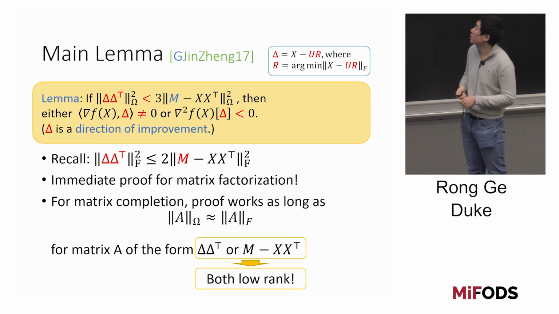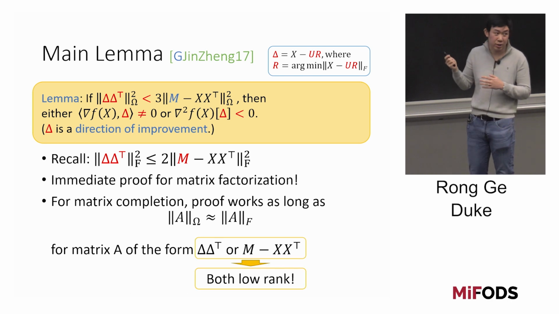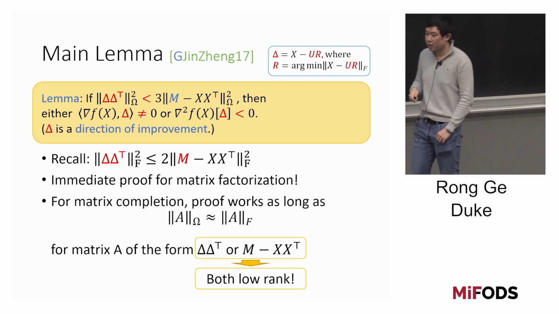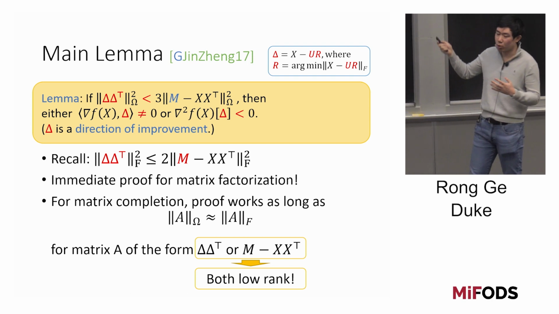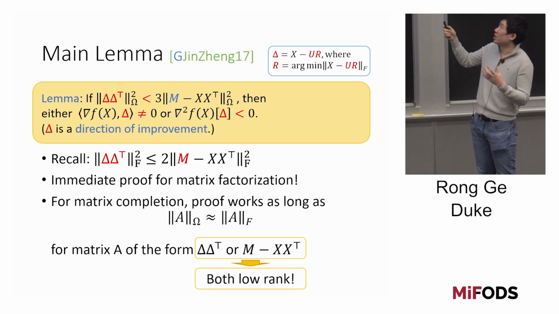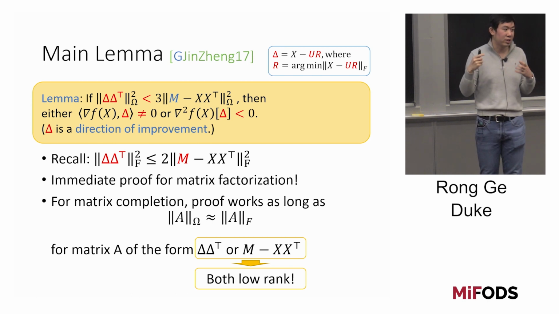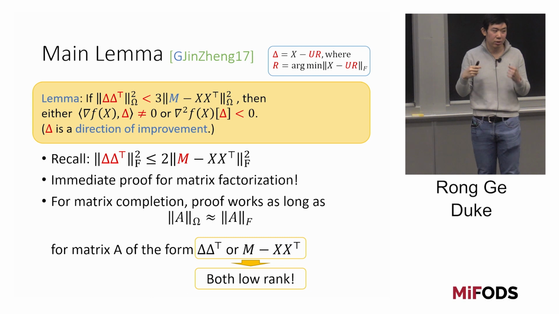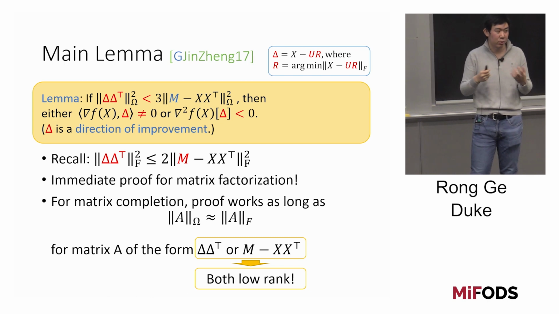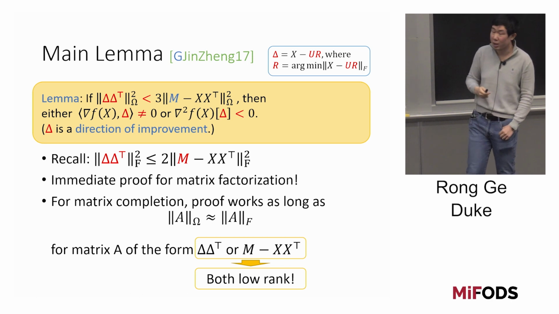Both of these two matrices are low rank because delta transpose has rank r. M minus xx transpose has rank at most 2r. So as long as you preserve the norm of all low rank matrices, the same proof essentially works because there's a gap between these constants 2 and 3. So if omega norm and Frobenius norm are equivalent up to 1 plus minus epsilon, then the proof would immediately work for small enough epsilon.